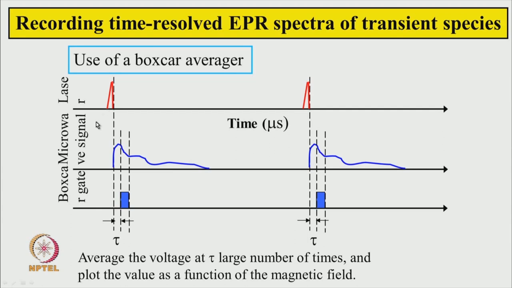Signal averaging is done in this way. Suppose the laser is operated in repetitive mode, and every time the microwave signal looks very similar. So we take a small portion of the voltage at a given time after the laser, here shown as the blue block, and average this many times. There is a device called a boxcar averager. Its job is just that: take a sample of the voltage at a given time and then average it out. So if you plot this voltage at this time after the laser pulse while scanning the magnetic field, I can get the time resolved EPR spectrum of the species at this time after the laser pulse.